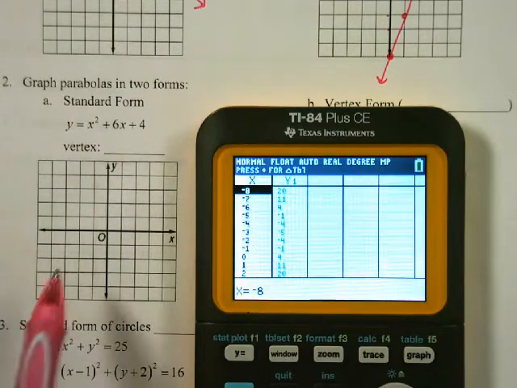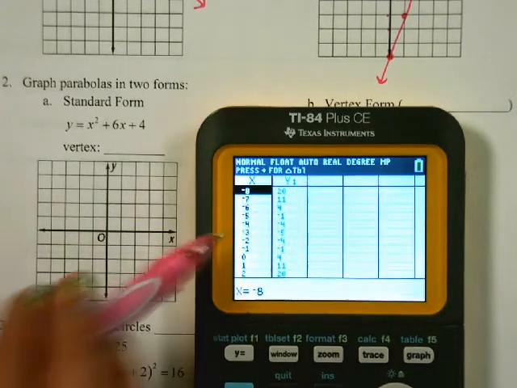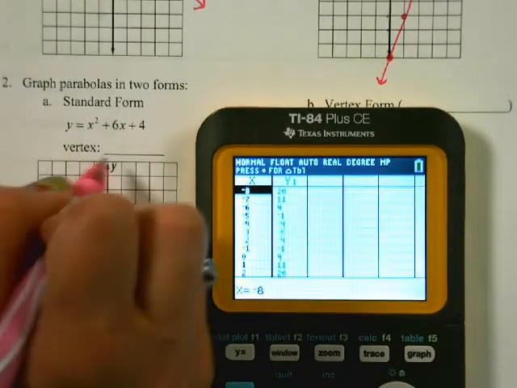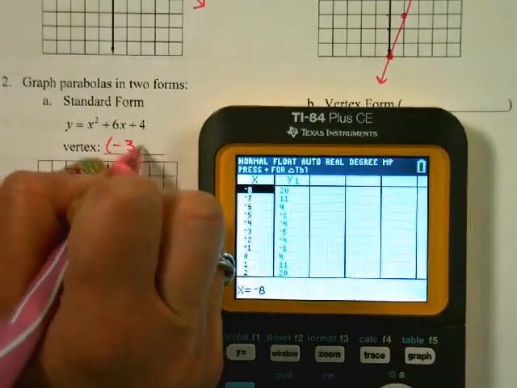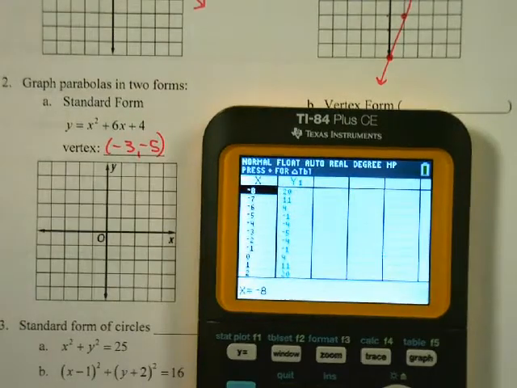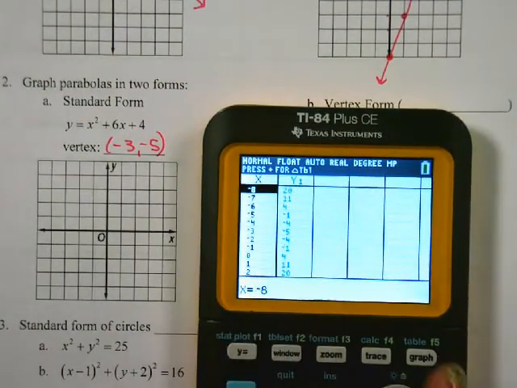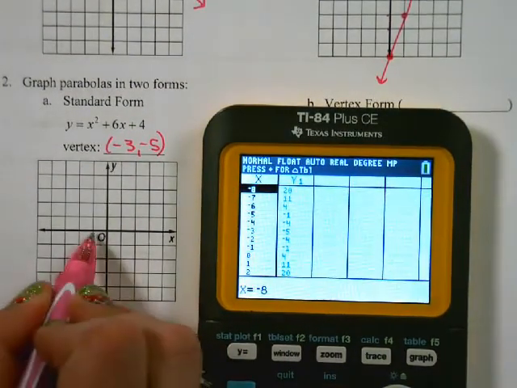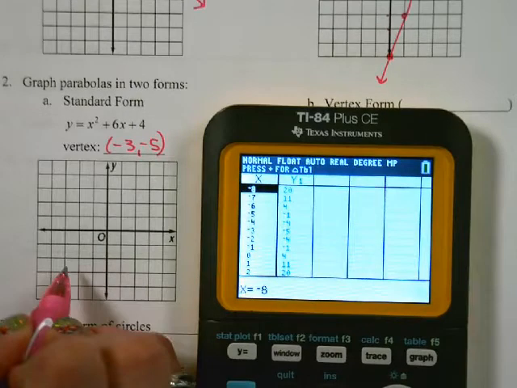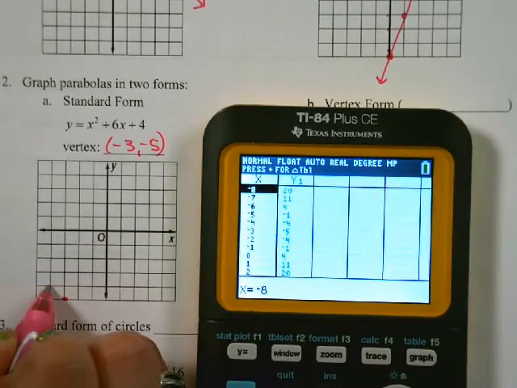Okay, so let's see. It looks like our vertex here is at (-3, -5). 1, 2, 3, 5. Negative 4, negative 4.